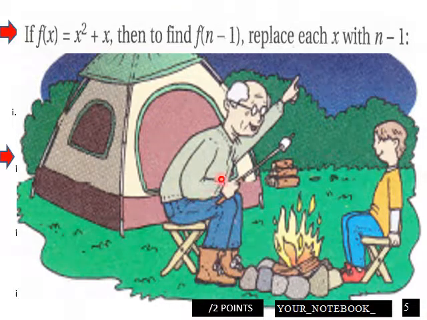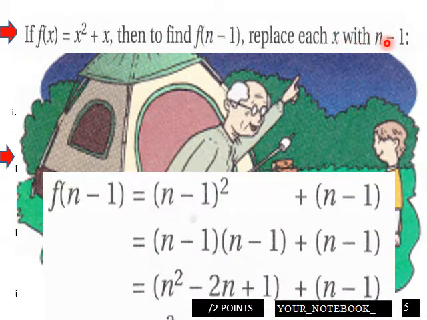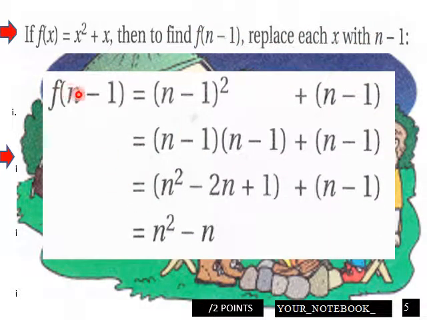So if f of x equals x squared plus x, then find f of n minus 1. Replace x with n minus 1. So we do that over here: n minus 1 squared, plus n minus 1. Here's an x squared, and then an x here. So that would be squared, and then you're adding it here. And then you simplify it out until you get this here.